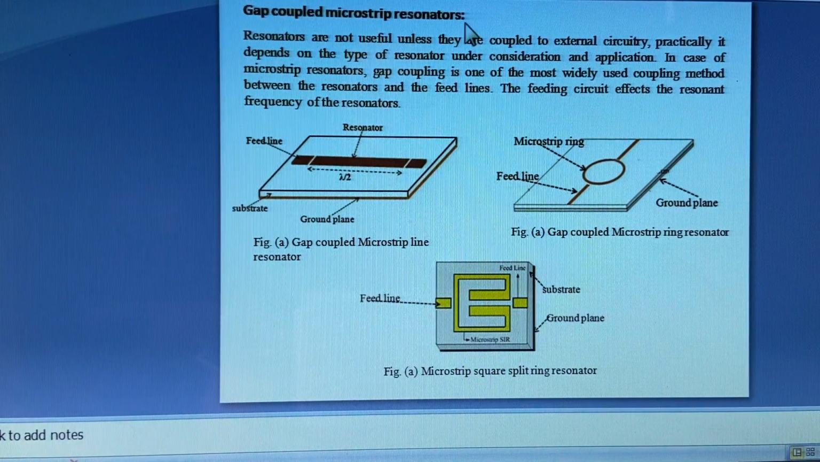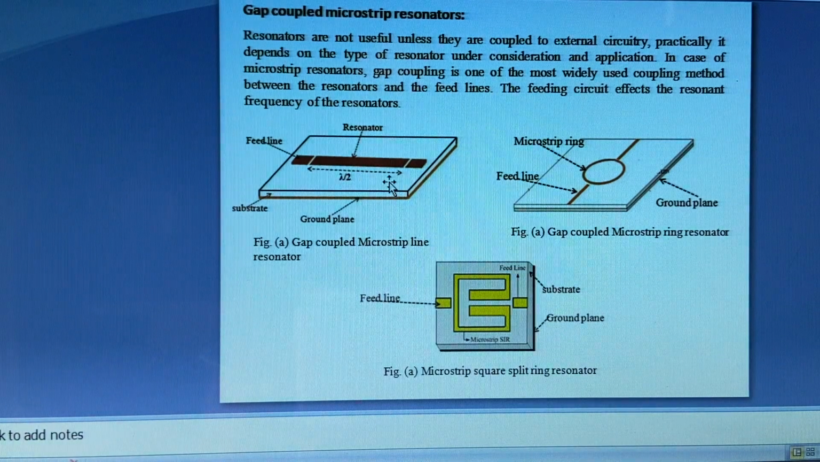Gap coupled microstrip resonators. Resonators are not useful unless they are coupled to external circuitry. Practically, it depends on the type of resonators under consideration and the application. In the case of microstrip resonators, gap coupling is one of the most widely used coupling methods between the resonators and the feed lines, as shown in these figures.